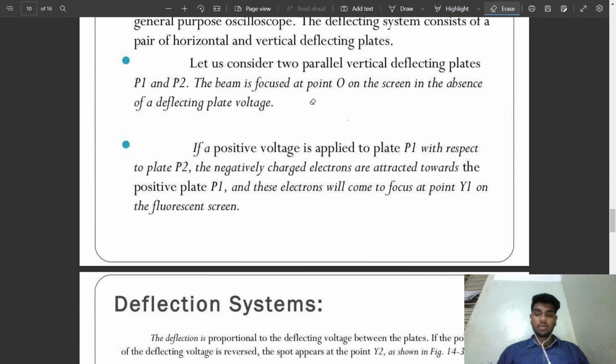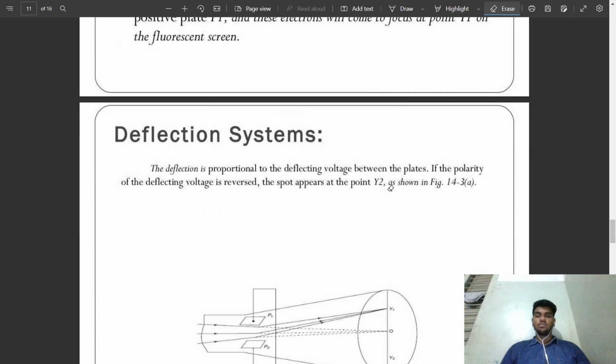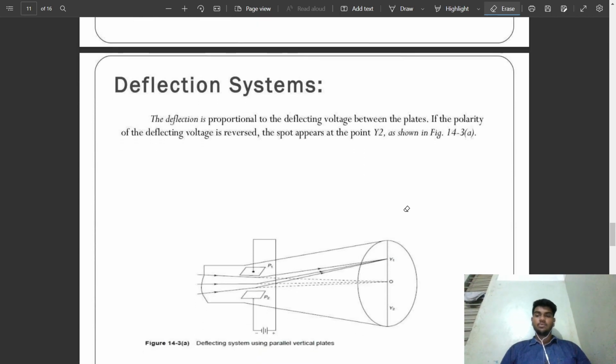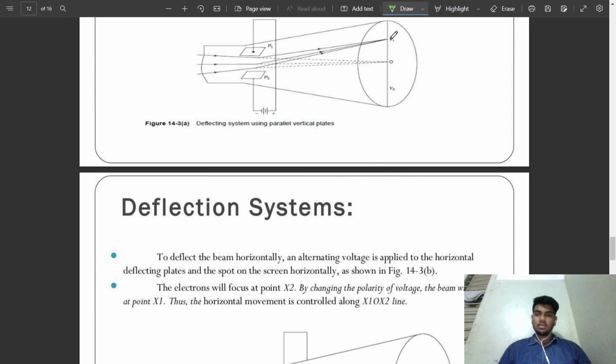And then, this is horizontal. Now the deflection is proportional to the deflection voltage across the plates. The polarity of the deflection is reversed. Now see this. This is positively charged, and this is negatively charged. The beam is getting attracted towards the positively charged plate and repelled by the negative, so this goes to the point Y1. So this will be the axis of it, and this will be the total amplitude of it.